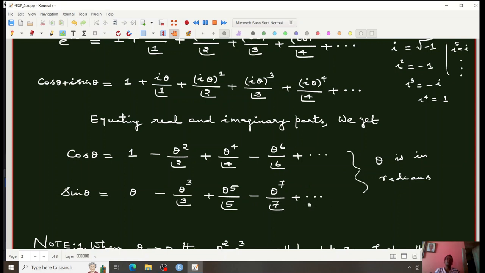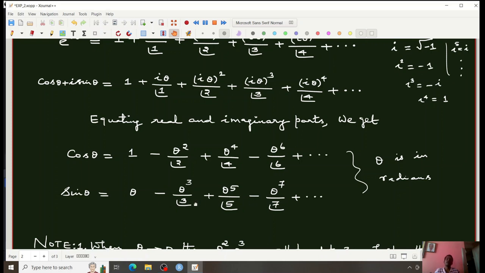This goes indefinitely. Now see, the powers of theta differ by 2, and the terms are alternately positive, negative, positive, negative. See here, theta power 0, theta square, theta power 4, theta power 6. Here theta power 1, 3, 5, 7. So the powers of theta increase by 2, and the signs are alternately plus and minus.